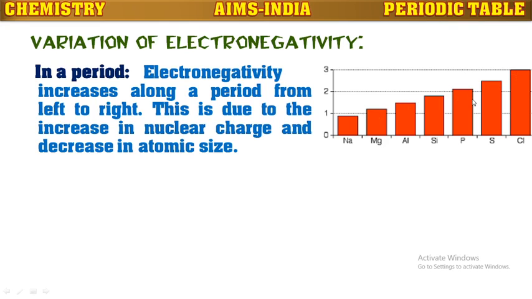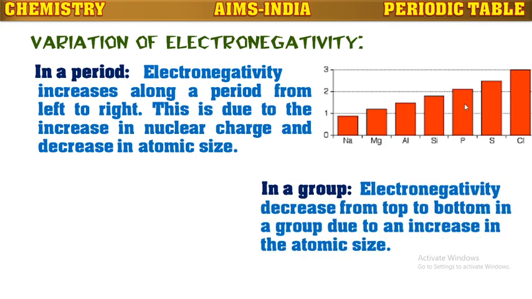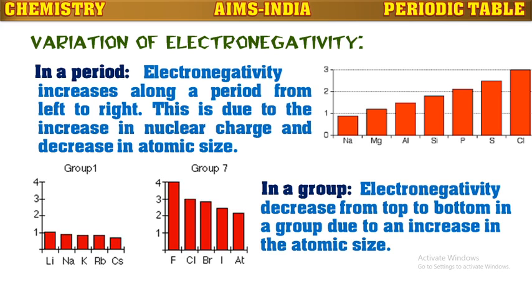It is increasing. If you see in a group, electronegativity decreases from top to bottom due to an increase in atomic size. So in a group, atomic size increases, hence attracting power decreases, so electronegativity also decreases. If you see, first group elements are mentioned here with their electronegativity graph. So lithium to cesium, it gradually decreases. In the same way in the 7th group elements also, from fluorine to astatine, the electronegativity values gradually decrease.